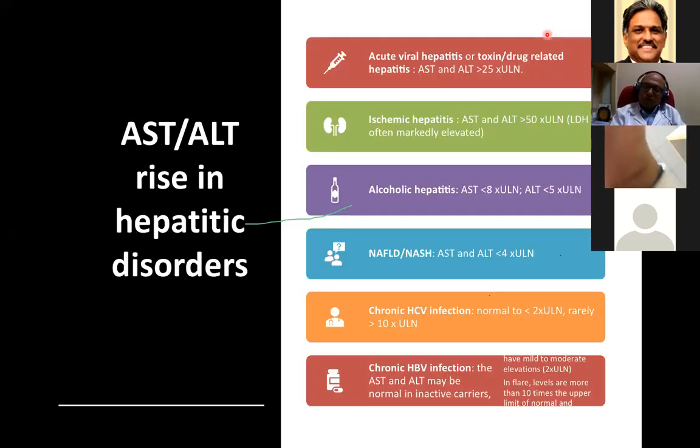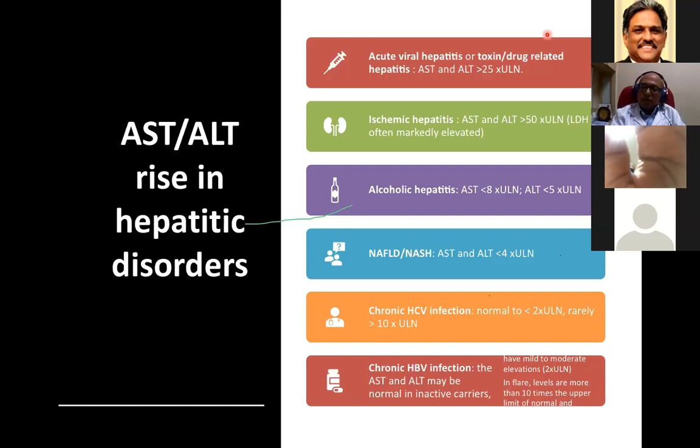So coming to the concept of what we call transaminitis, or rise in AST/ALT, also a process called hepatitis. The terms are used differently. Somebody might use the term transaminitis to signify a patient who is not jaundiced, but just has a rise in AST and ALT, and hepatitis may be used as a term where there is jaundice.